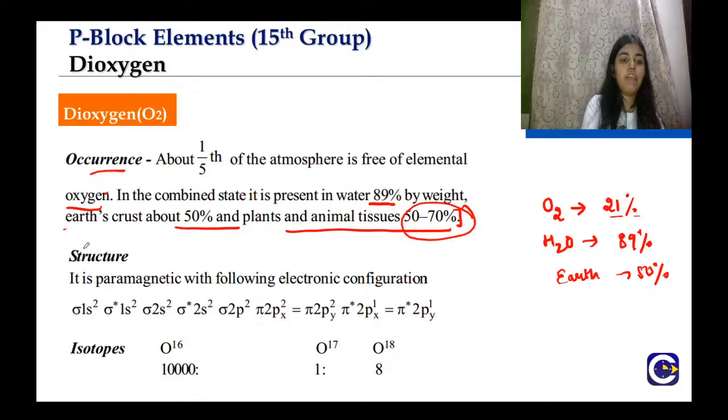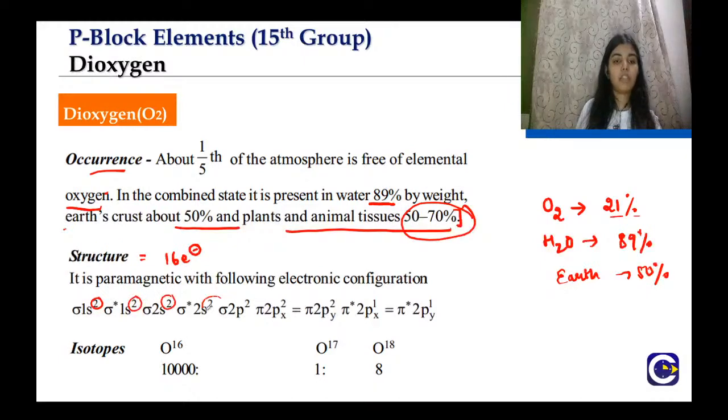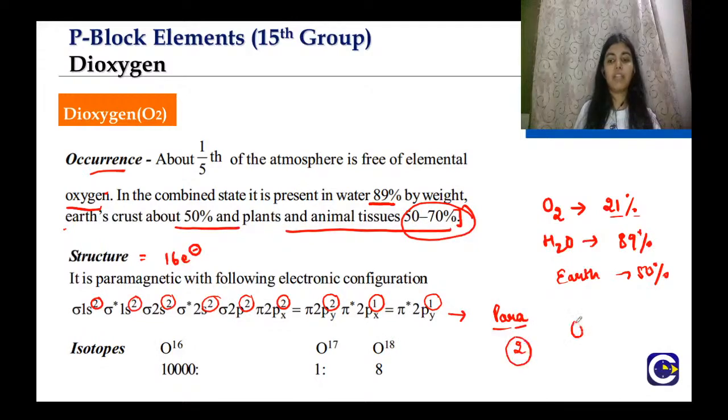Structure, if you see, if we draw the MO diagram of O2, that means how many electrons? 16 electrons are there, right? 8 each. So this will be sigma 1s2, sigma star 1s2, sigma 2s2, sigma star 2s2, sigma 2p2, pi 2px2, pi 2py2, pi star 2px1, pi star 2py1. So here if you see, it is paramagnetic in nature, and if you calculate the bond order, it will come out to be 2. That means it is present as O double bond O.